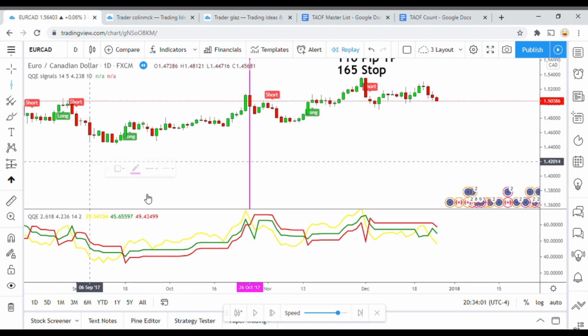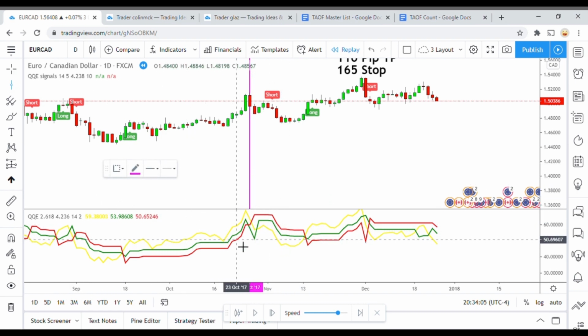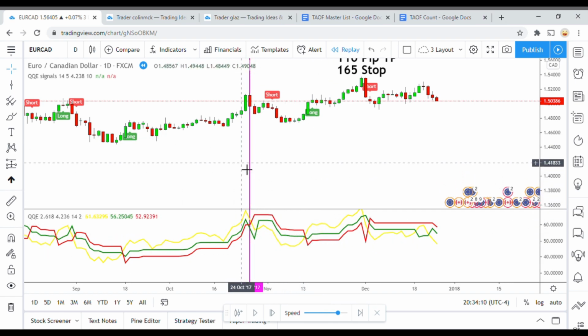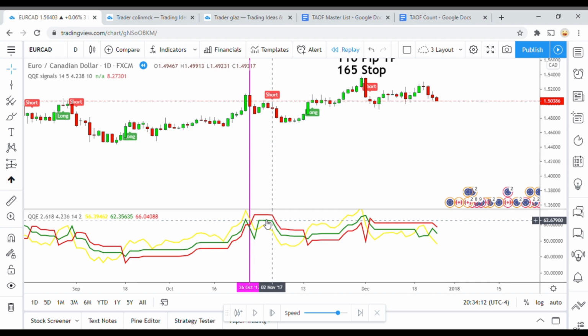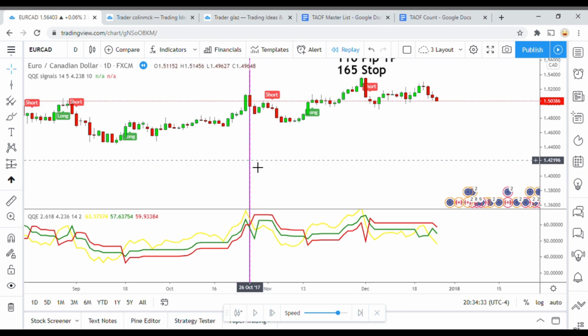This area right here where I've marked off, you can also see, there we go. So you can see that it follows all the way down through in there. You can see at this point right here on the QQE, the red line overtakes the green line, indicating that a downtrend is in play, basically.